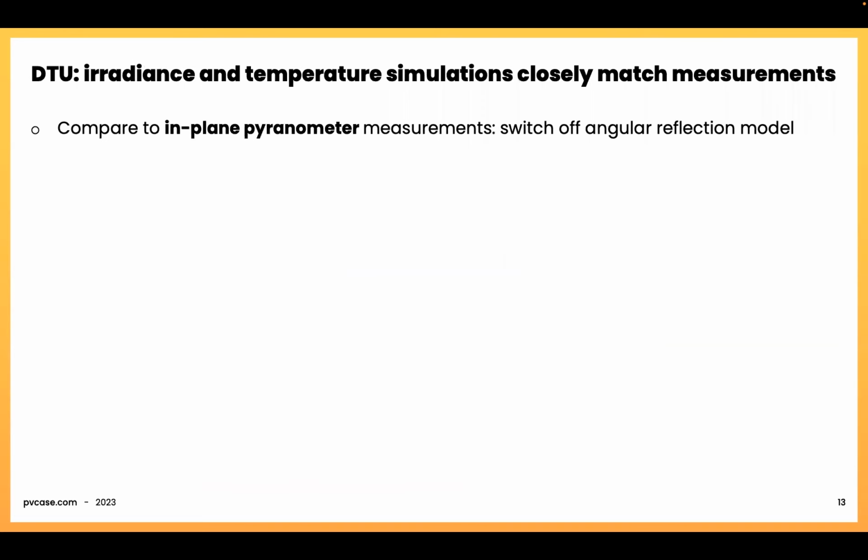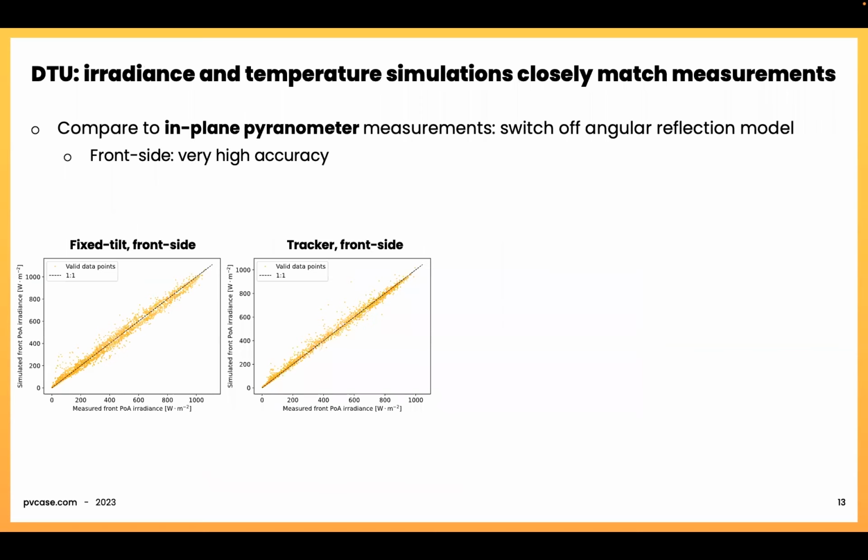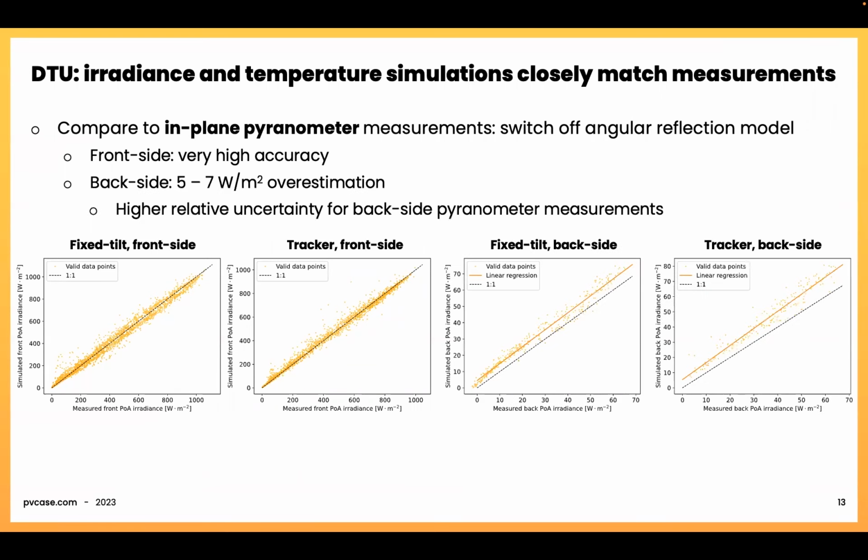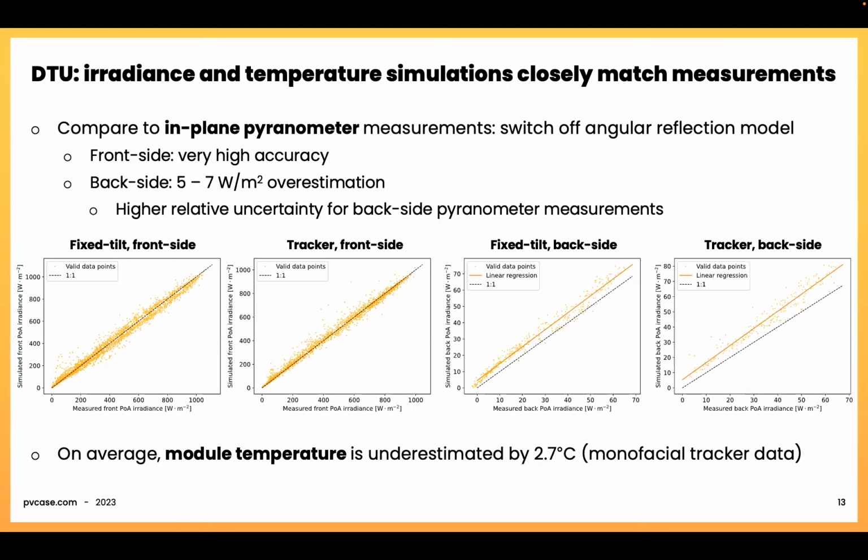The first thing that I want to show you is how our simulated irradiance compares to in-plane pyranometers. For this comparison, we have switched off in our model the angular reflection model to emulate the measurements taken by a pyranometer. What we found is a really high accuracy for the front side irradiance and an overestimation between 5 to 7 watts per square meter on the rear side irradiance. Now, in terms of temperature, we only had data for one of the 4 systems that I mentioned. In this case, we found a slight underestimation of about 2.7 degrees.